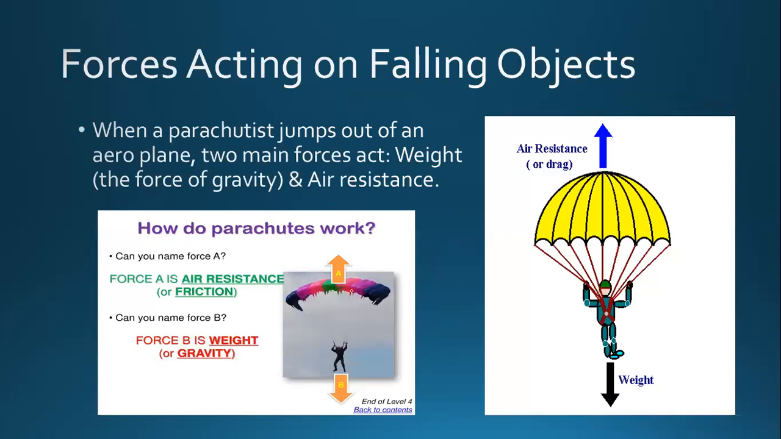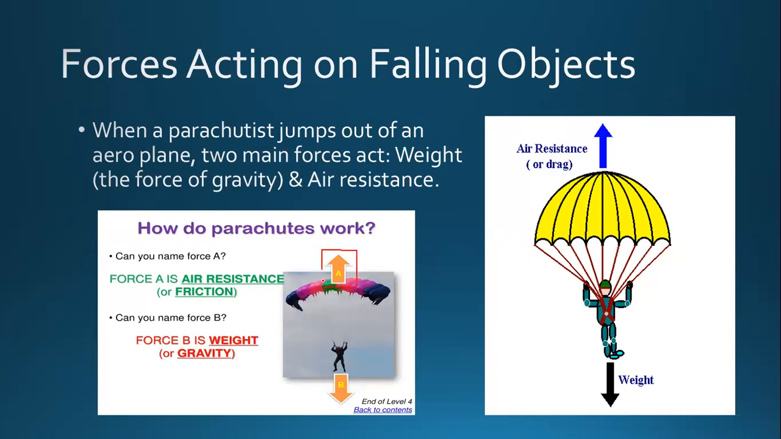Now let's just imagine a case of a parachutist. When a parachutist jumps out of an aeroplane, two main forces act. Weight, which is the force of gravity, and the other one is known as the air resistance. So how do parachutes work? Can you name the force A?